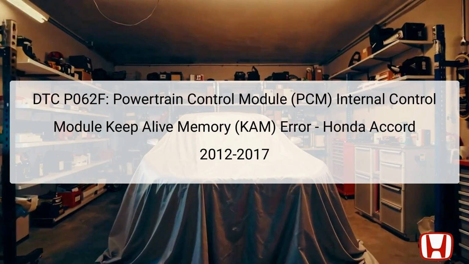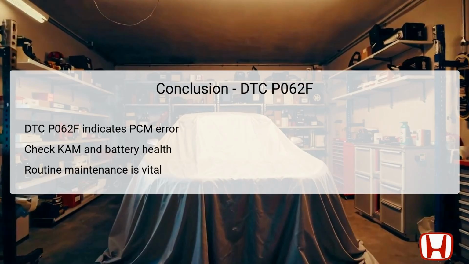to various driving conditions. In conclusion, DTC P062F serves as a crucial indicator of a powertrain control module-related issue, specifically focusing on the Keep Alive memory. The primary step in addressing this error involves checking the vehicle's battery voltage and ensuring all connections are secure and free from corrosion. Addressing potential faults early through methodical troubleshooting is key to avoiding complications down the line.